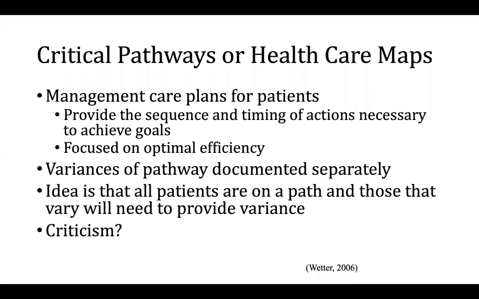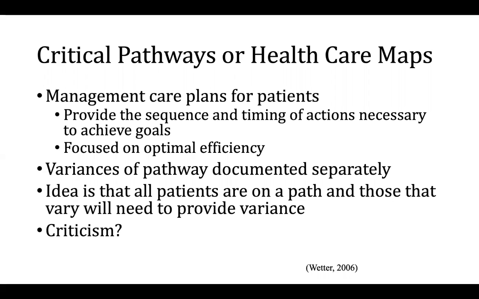So critical pathways or healthcare maps. So these are management care plans for patients, and they provide the sequence and timing of actions necessary to achieve goals. They are focused on optimal efficiency. With critical pathways or healthcare maps, each patient has a specific sequence of events that should happen during treatment. It's a roadmap that is specific to each treatment plan. So basically, like on day one, the client will do X, Y, and Z.